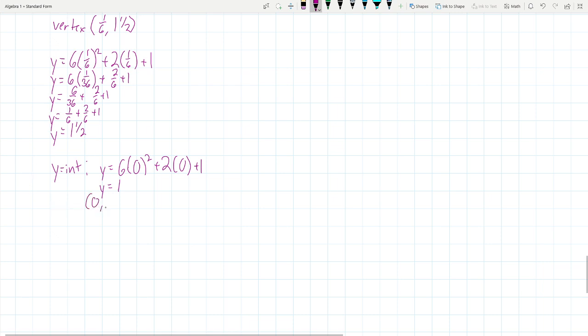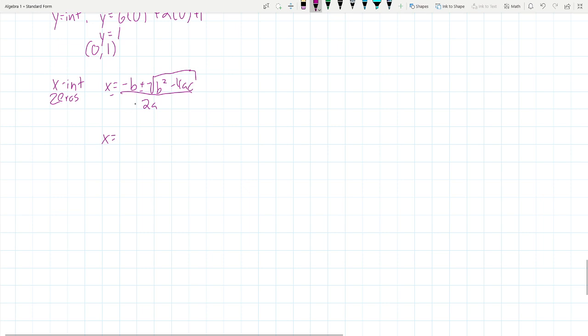So 0, 1. Now if I do my x-intercepts, or also called my zeros, I'm going to use the quadratic equation. So x equals the opposite of b plus or minus the square root of b squared minus 4ac, all over 2a.